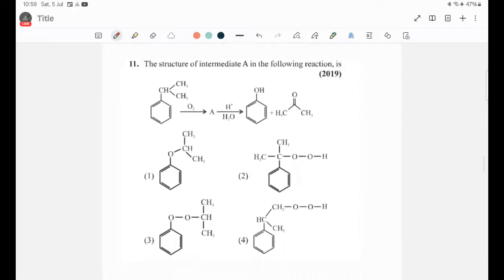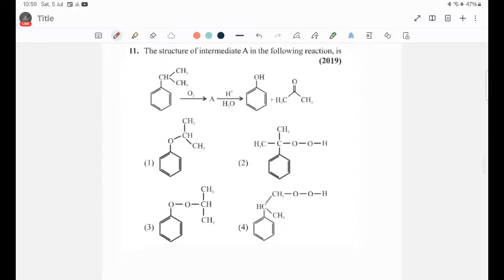Now moving forward to question number 11. We have already covered this in our regular class. This is cumene, right? Formation of cumene. We have already covered this in our regular classes. So try to figure this out. You should answer this within just 5 seconds. This is very easy.